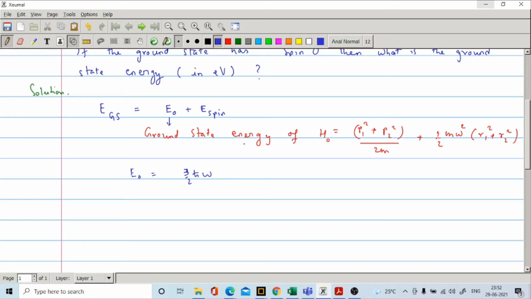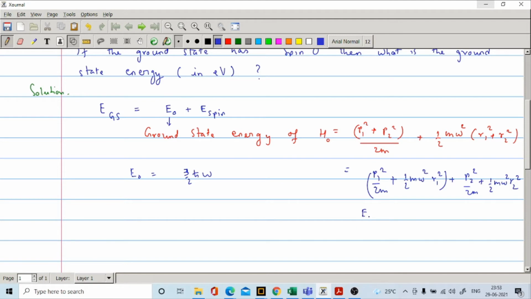because it has two particles. Like p1 square by 2m plus half m omega square r1 square, that gives the Hamiltonian of one particle, and p2 square by 2m plus half m omega square r2 square is the other. So for each of these harmonic oscillator potentials, the ground state is 3 by 2.